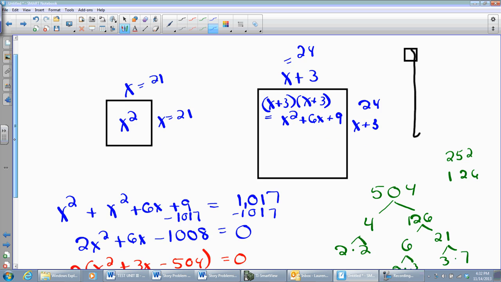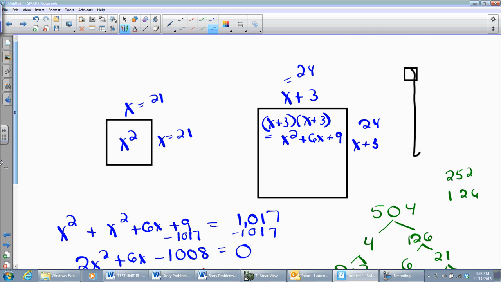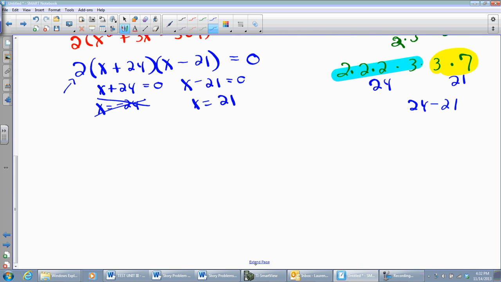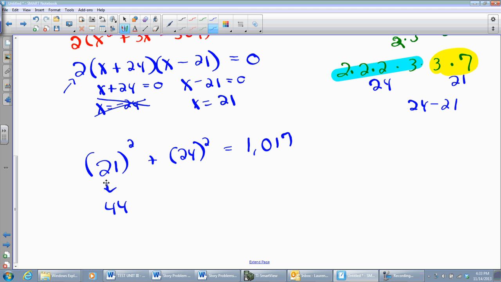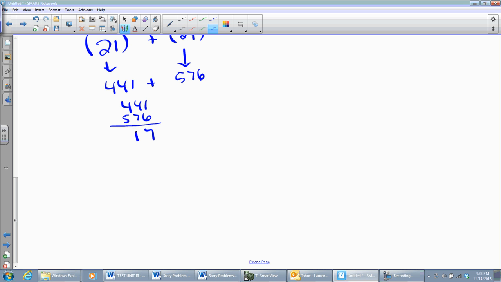Now let's check it. Let's square them both and add them up, because that's what it says. We have to get 1017. Well, I have 21 squared plus 24 squared, and that'll equal 1017. If it does, I did it right. Well, this is 441, and this is 576. And I'm a vertical kind of guy, 441, 576. And if I add them together, I'm going to get 7, I'm going to get 1, and I'm going to get 1017. Look at that. They match. All right, that's it.